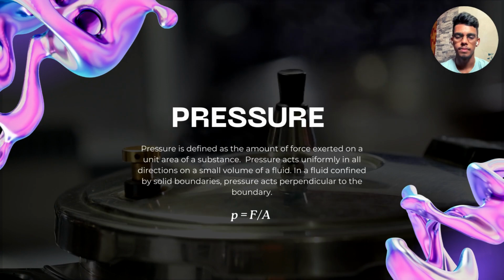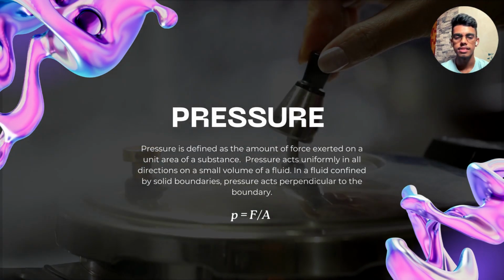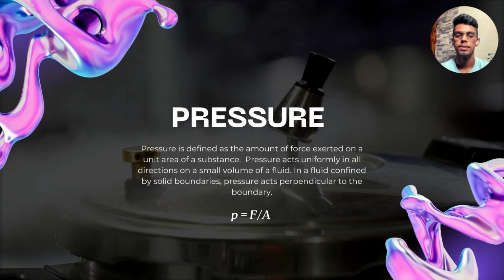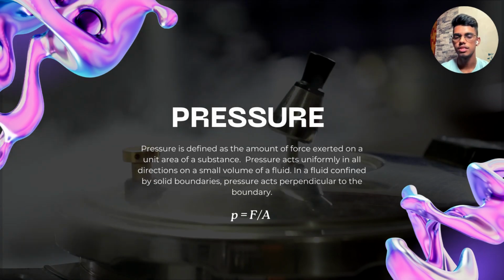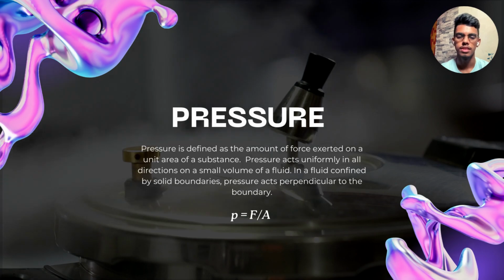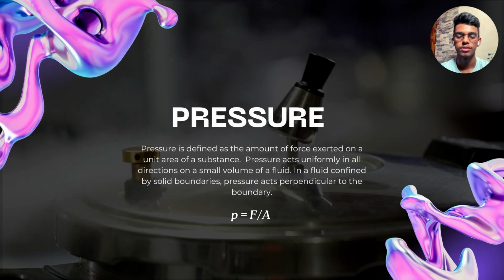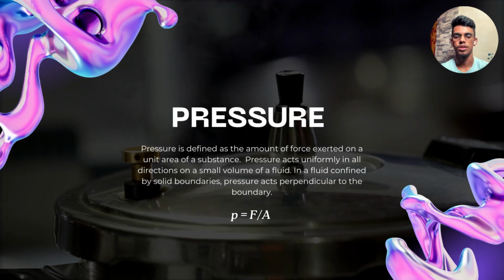So the next will be pressure. Pressure is defined as the amount of force exerted on a unit area of a substance. Pressure acts uniformly in all directions on a small volume of fluid. In a fluid confined by solid boundaries, pressure acts perpendicular to the boundary. So the formula is P equals F over A, where F equals force and A equals the unit area of the substance.